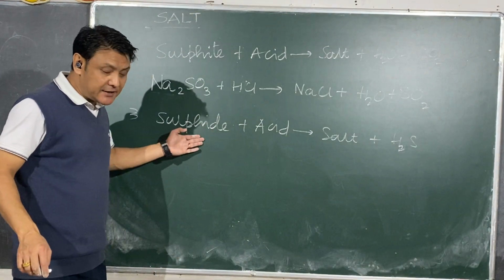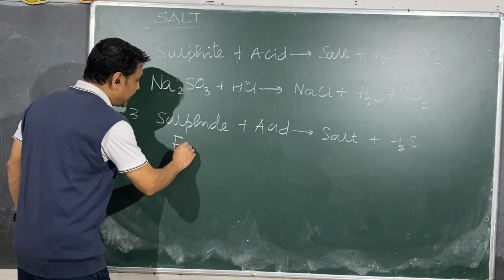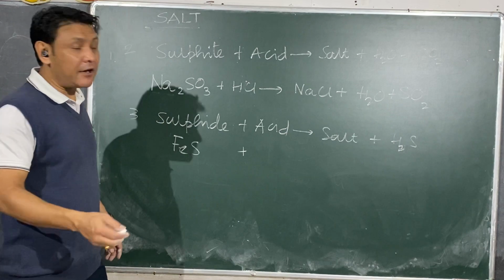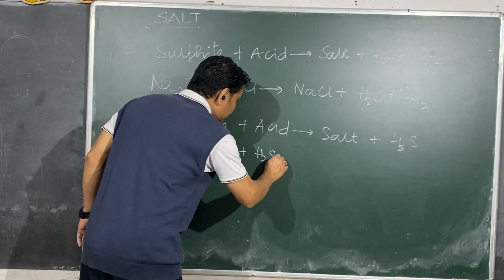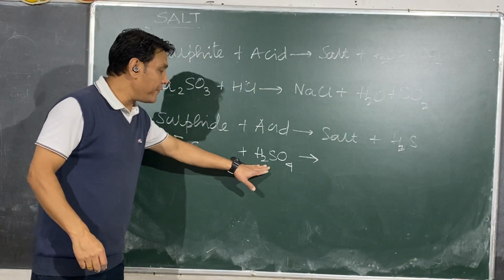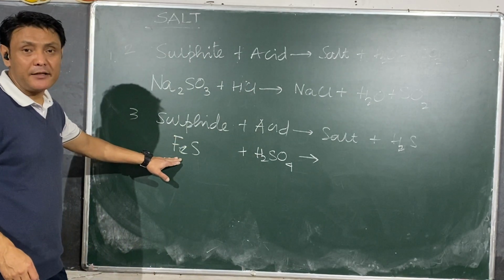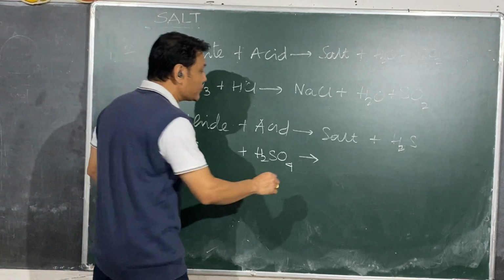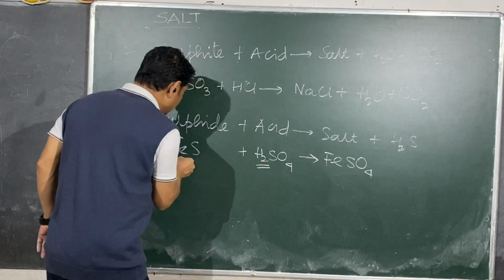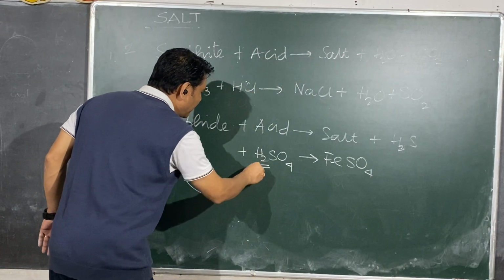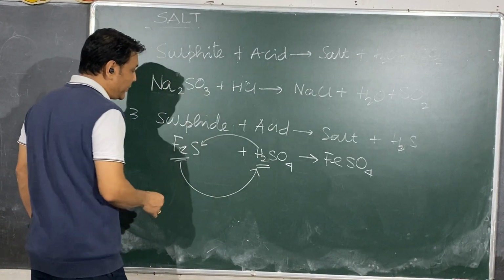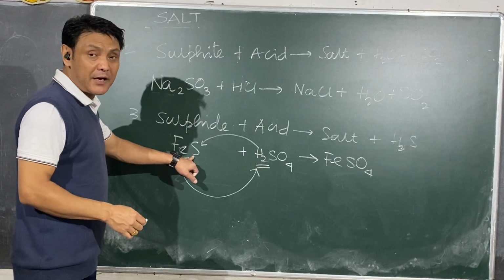So sulfide and an acid, for example, let's take iron sulfide. You take iron sulfide and sulfuric acid in this case. What is formed? The hydrogen ion of an acid is replaced by the metal. So FeSO4 is formed. The metal will come and take the place of hydrogen.